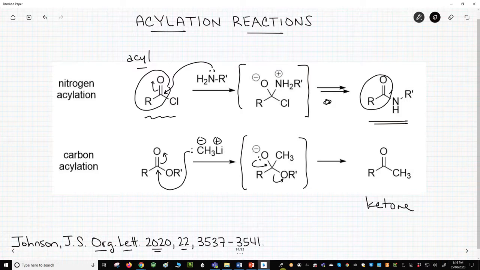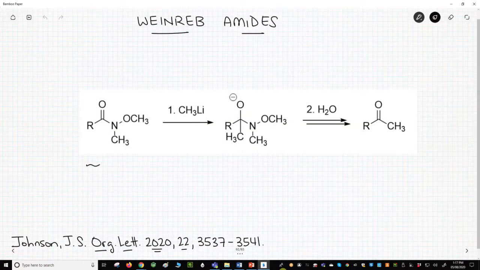Here's the problem. The ketone is a good electrophile and can also be attacked by methyl lithium. How can we stop the reaction at the ketone, the acylation product? Something called a Weinreb amide can help. On the left, we have an amide with a methoxy group on the nitrogen. This is our Weinreb amide.